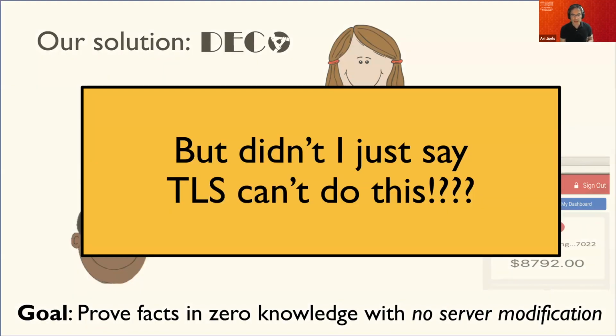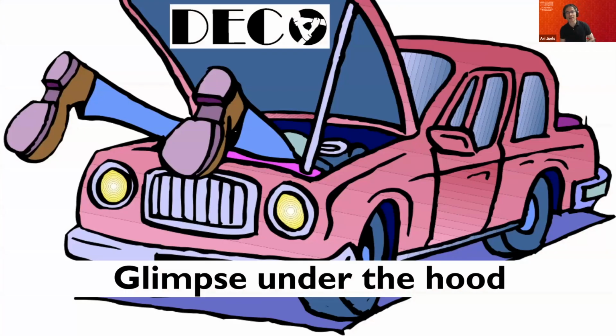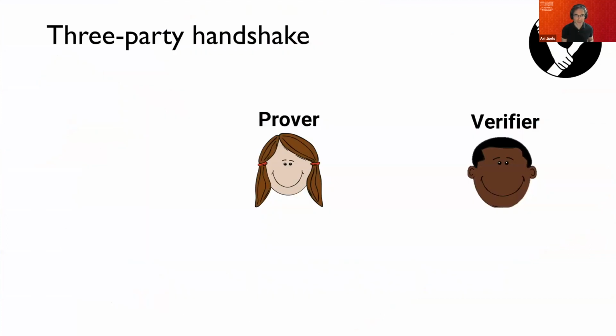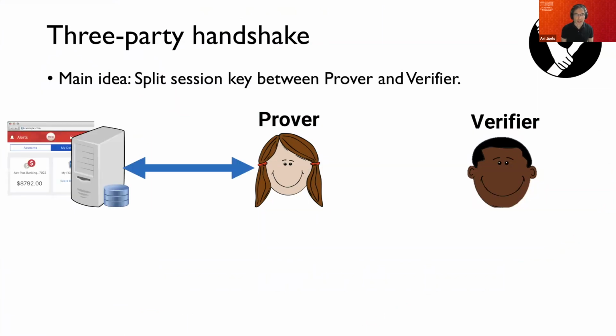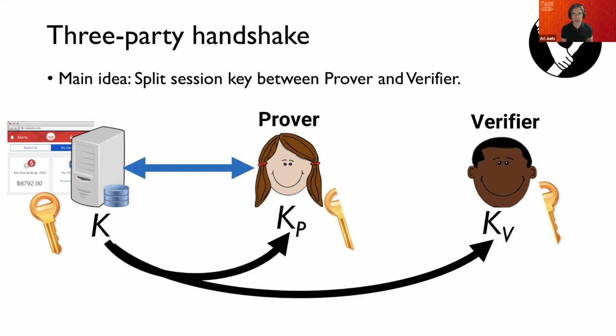Right. But didn't I just say that TLS can't do this? We sidestep the lack of a native capability of this kind in TLS in the following way. Let me show you what's going on under the hood. The key idea is something known as a three-party handshake. And the basic idea here is to split the session key between two parties, a prover and a verifier, rather than the user, as in the typical scenario, holding this key entirely herself.